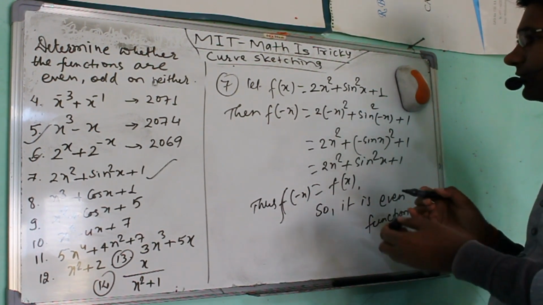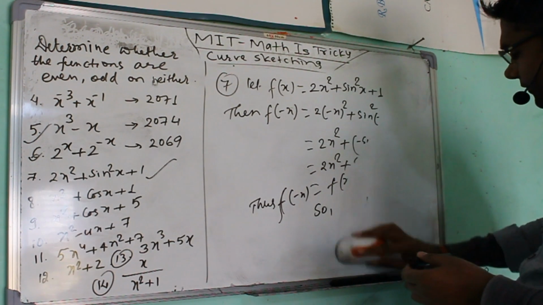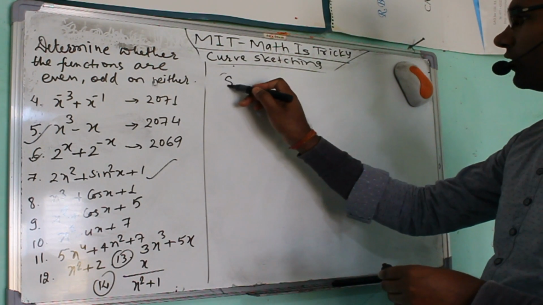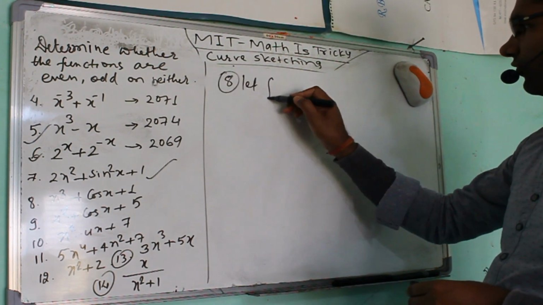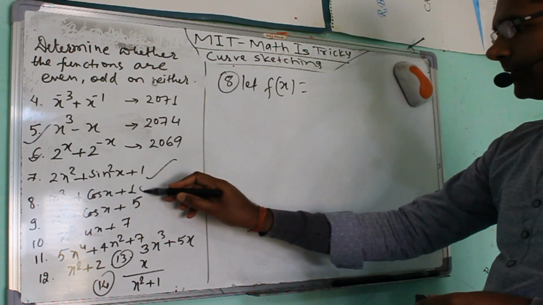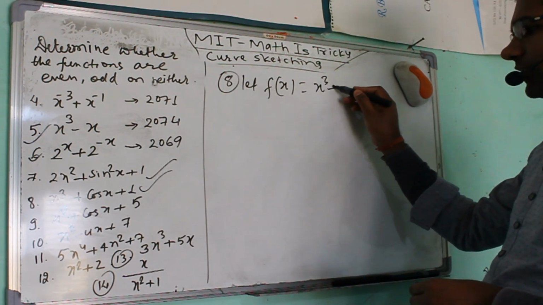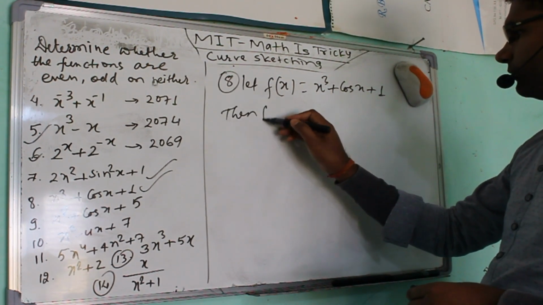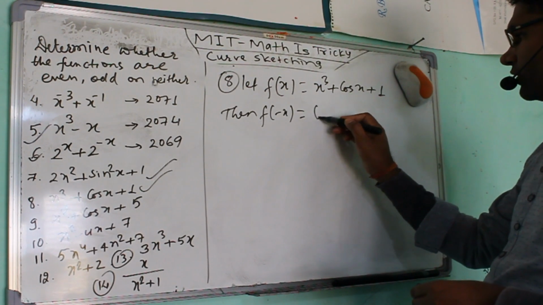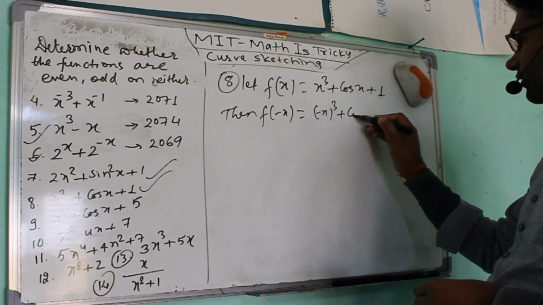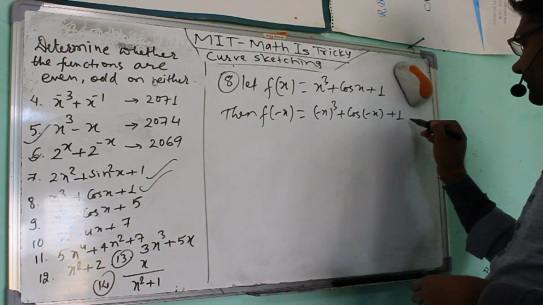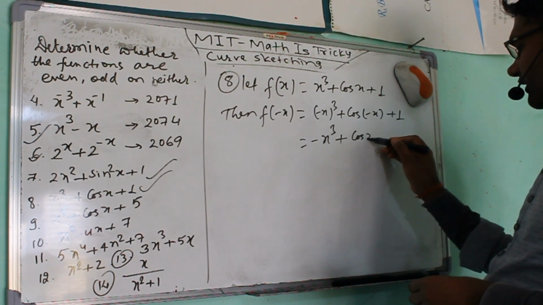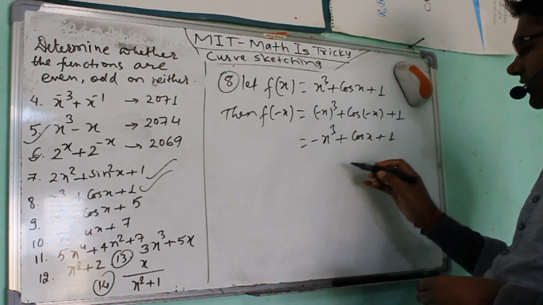Even function. Let's see question number 8. Let f(x) equals x cubed plus cos x plus 1. Then find f(-x), which will be (-x) whole cubed plus cos(-x) plus 1, and it gives here -x cubed plus cos x plus 1, because cos of -x is cos x.